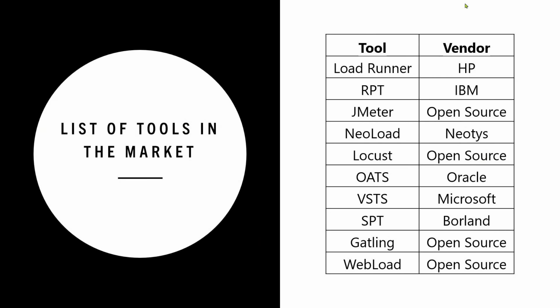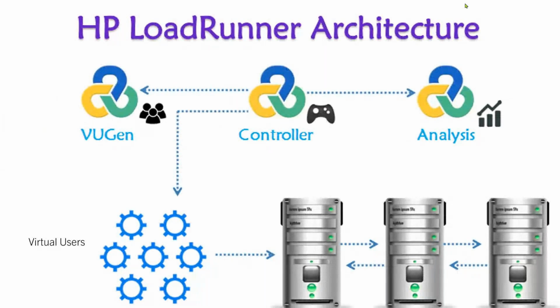Next, we have discussed software architecture. Now we'll discuss our LoadRunner architecture. Yesterday we saw this. When I say LoadRunner, it is not a single component. When I download it, I get these three components, and combined they are called LoadRunner. These are VuGen, Controller, and Analysis.